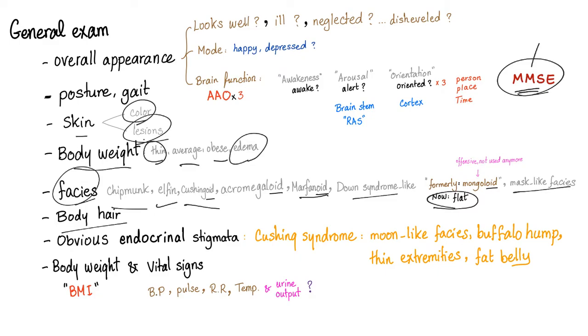Hirsutism is just hair. Virilization is male-like, testosterone-driven symptoms, so not only hair, but also a harsh voice, skin changes, hormonal changes, etc. Endocrinal stigmata: sometimes you'll see a syndrome in many different aspects. For example, Cushing syndrome: you'll see the moon-like face, buffalo hump, thin extremities, and fat belly. When the patient just enters the room, you should be able to know it's Cushing's because it's very easy.